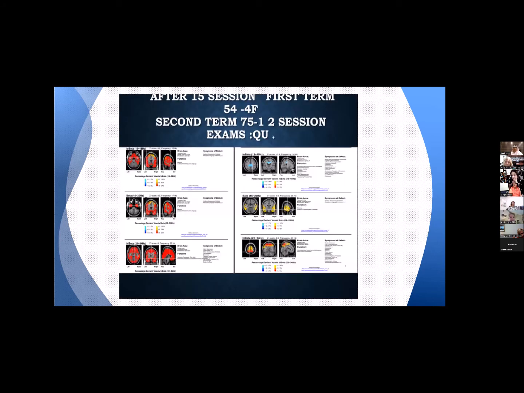And this is images for her, before and after. You can see before and you can see after.